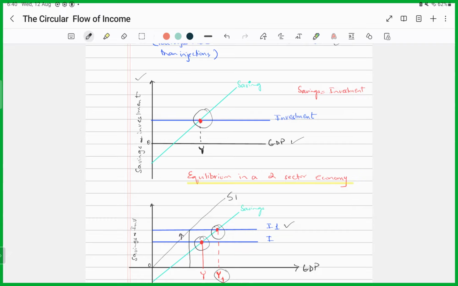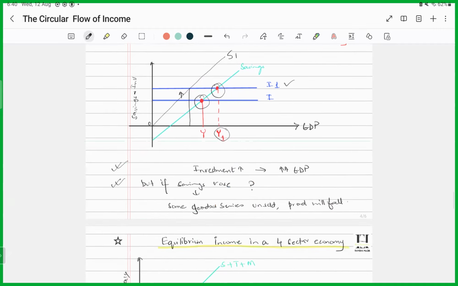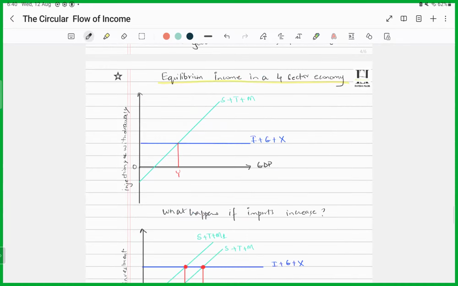Get it? All right. Now let's look at the situation in a four sector economy.